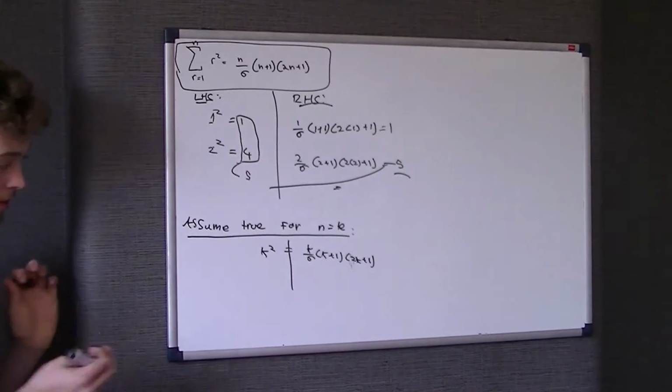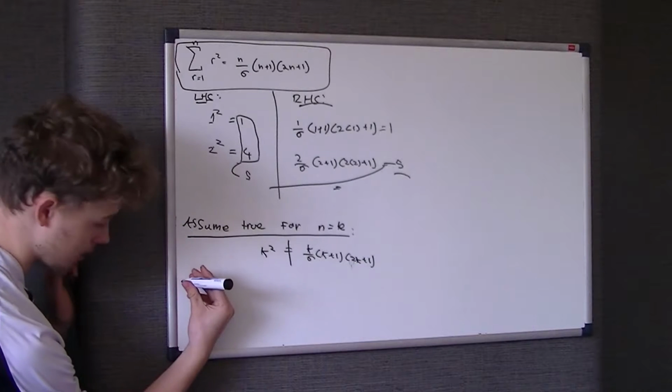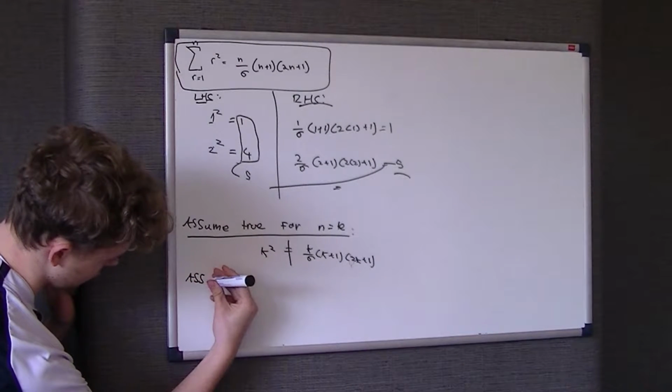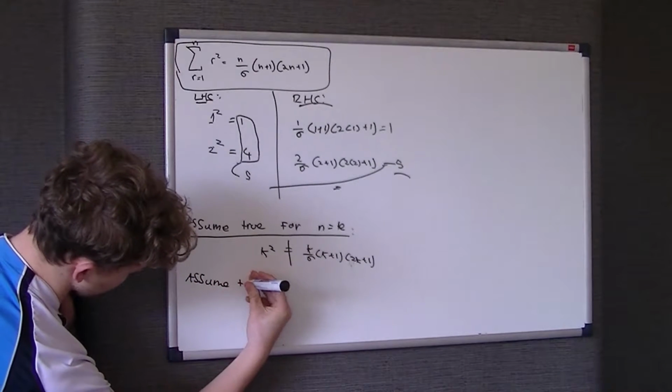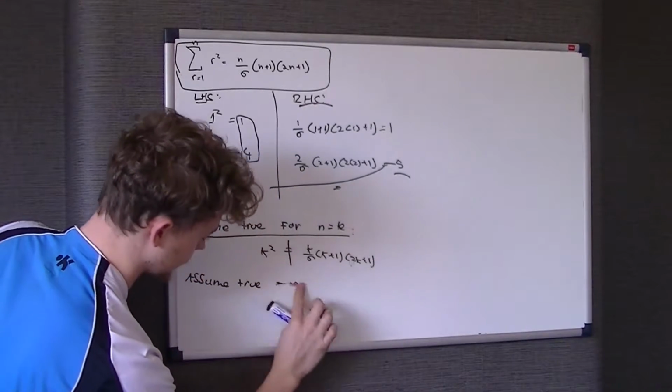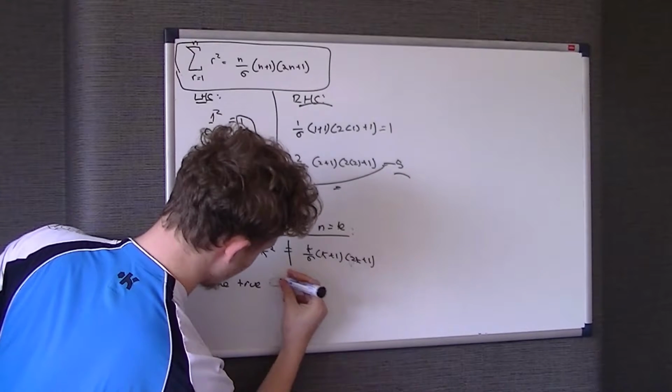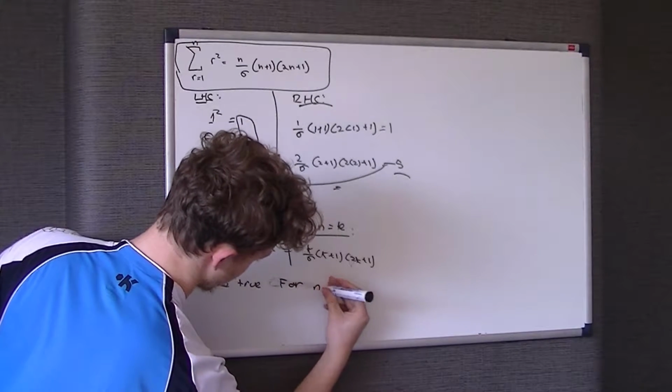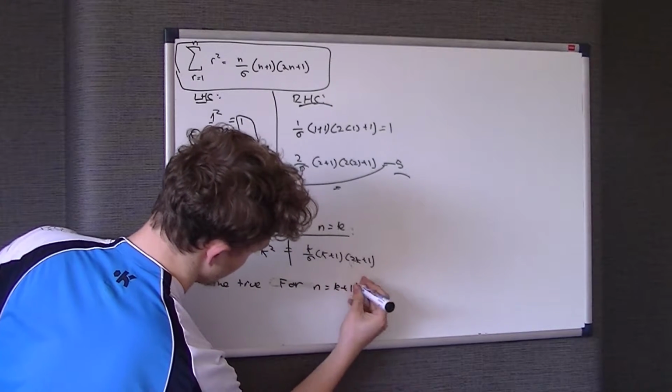Right. So when you've done that, you do the new line. So you assume true, sorry, I'll move out of the way in a minute, for n equals k plus 1.